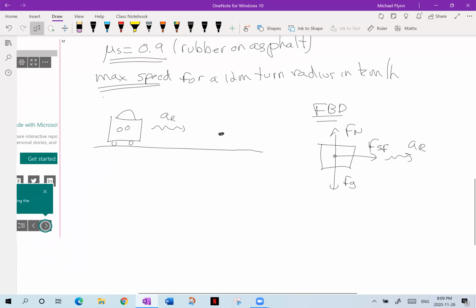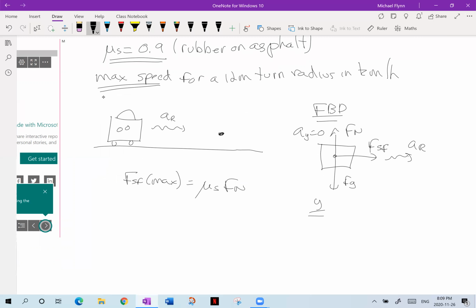Okay, so now we know that the maximum force of static friction, I'll write it over here, that I can get is mu s times Fn. And from this free body diagram, my y components, I know ay is 0, and hopefully it's 0 when you're driving on a road, right? You're not being launched off the surface. But for the y components, we're going to get Fn equals mg. Let's just cut to it. That's what you're going to get.